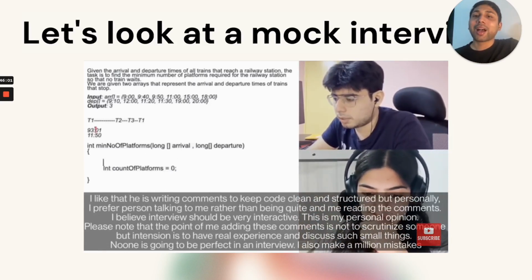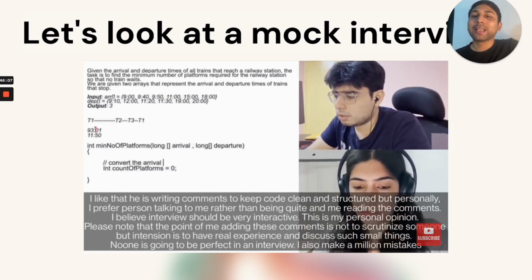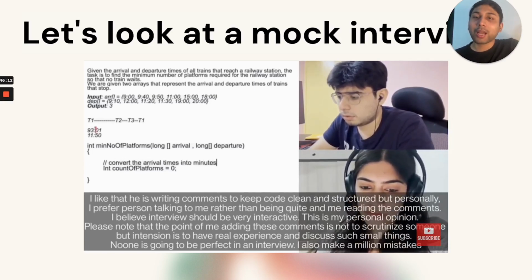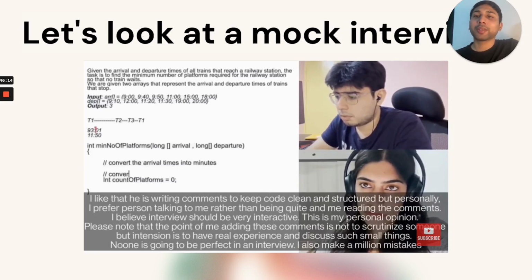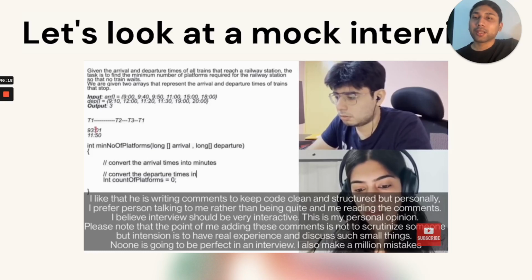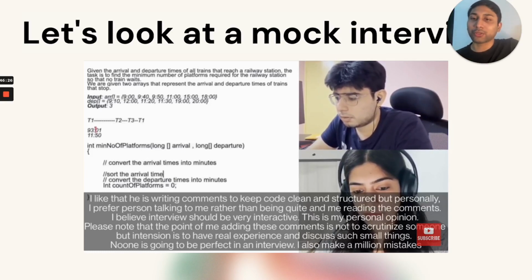Right. Here, if you see, when he's writing this code, he stays silent for almost 2 minutes. This is not something you should do. I know people can be comfortable being silent while they are coding, but at least after every few seconds, try to keep the conversation engaged, saying that, okay, this is what I'm doing right now.